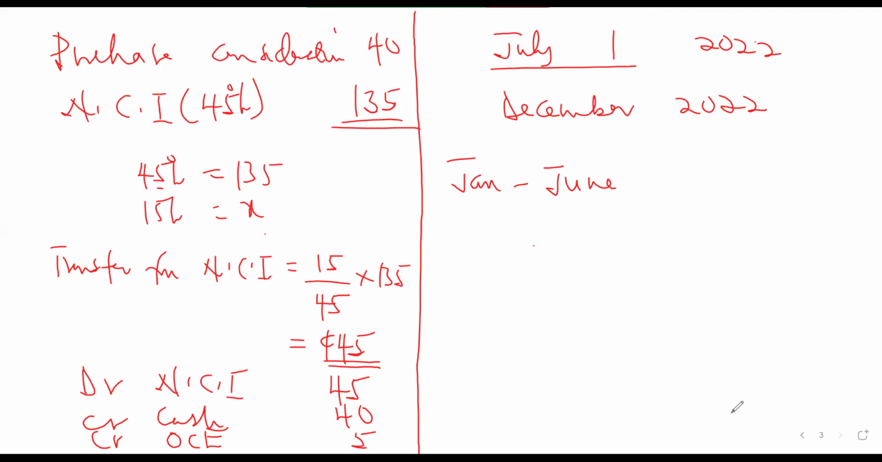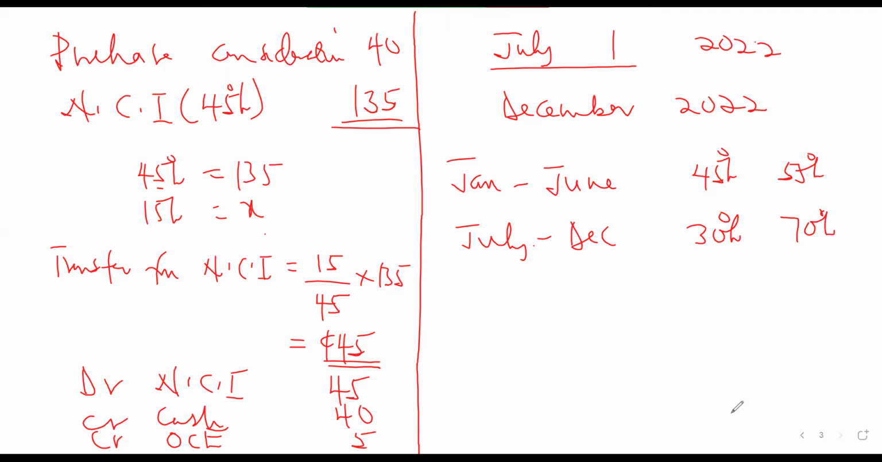45. Okay, so we share the first profit. NCI will be having 45. The parent will be having 55. But from July to December, what will be the NCI share of the profit? 30. Okay, 30%. So the NCI will have 30, and then the parent will have what? 70. Okay, this is how you share it.